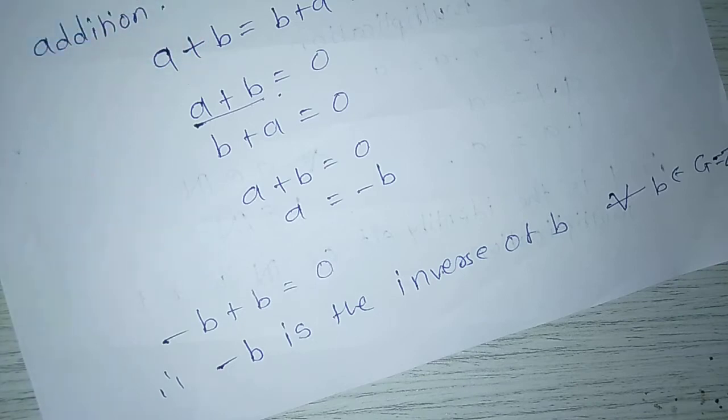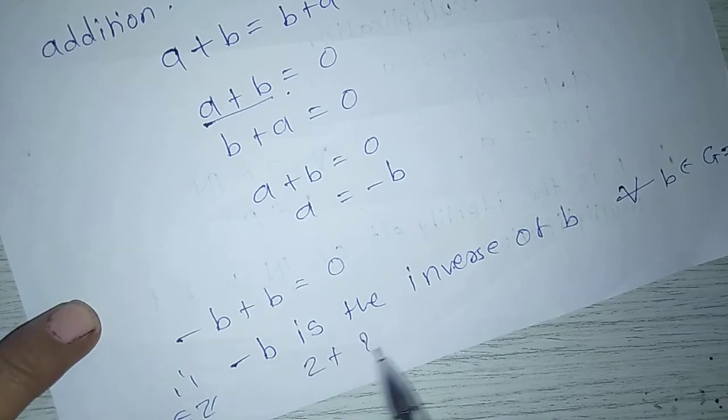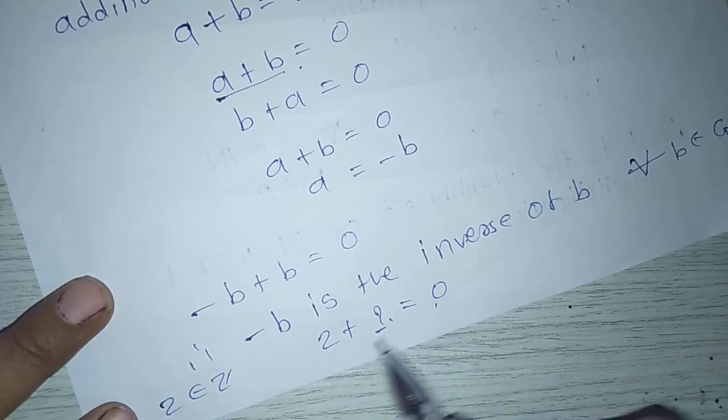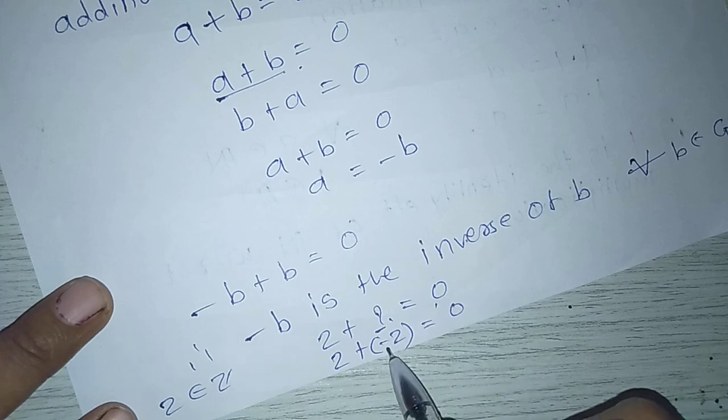For your convenience, suppose 2 belongs to Z, then 2 plus something equal to 0, the identity. Here something means 2 plus minus 2, which is equal to 0. Therefore, minus 2 is the additive inverse of 2.